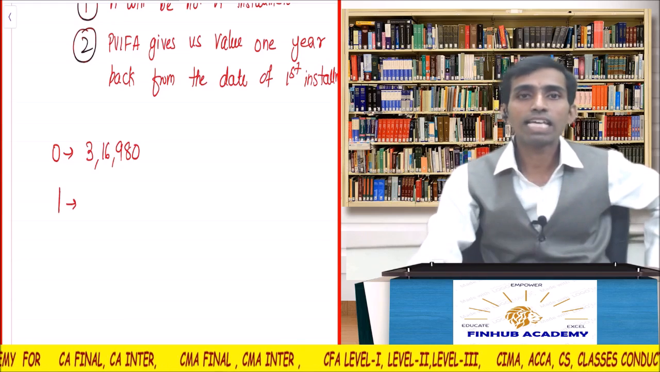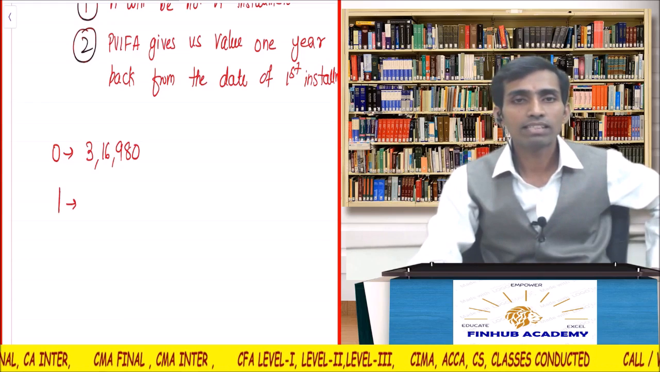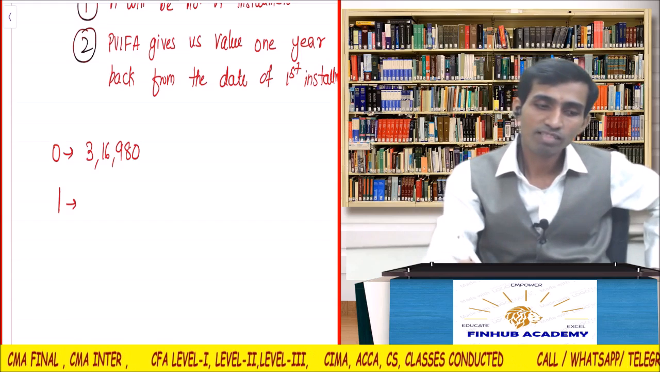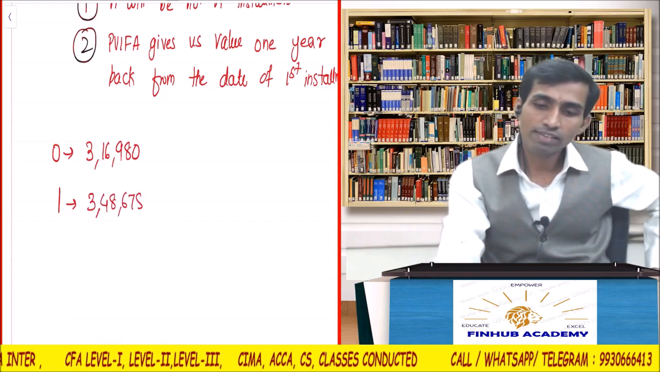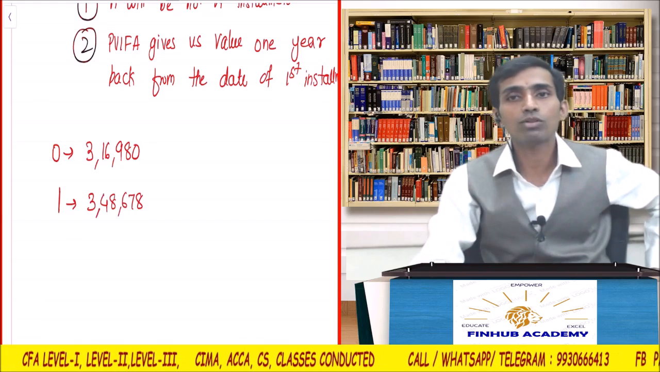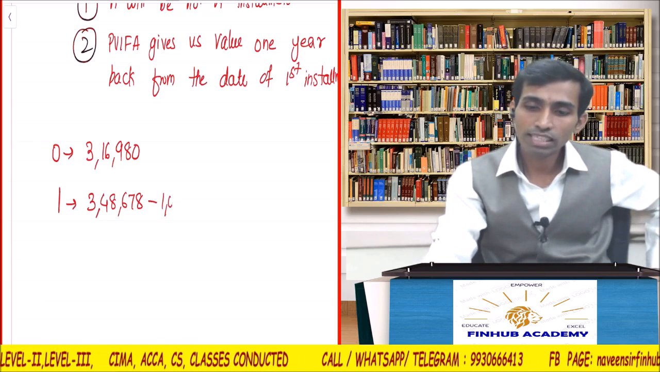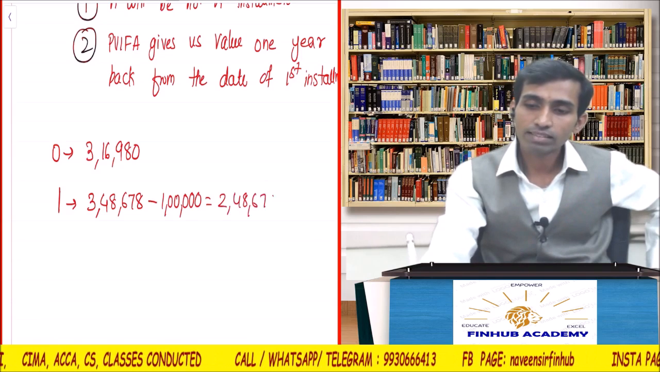So take this on your calculator, plus 10%. 3,16,980 plus 10%. How much is it? 3,48,678. This is what you have got in your account. This is the accumulated amount. Out of that, you are withdrawing 1 lakh. So the leftover is 2,48,678. Correct?